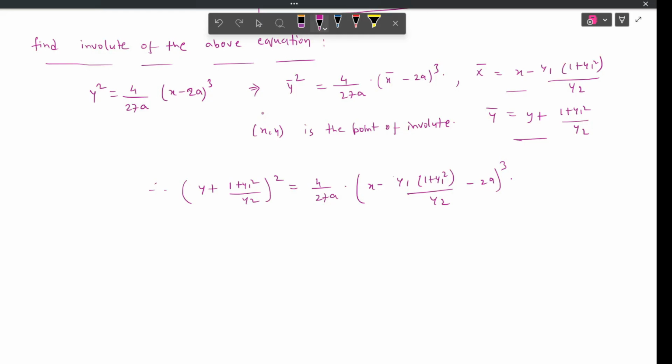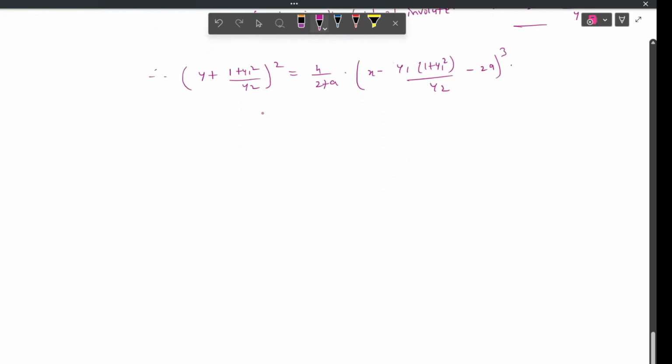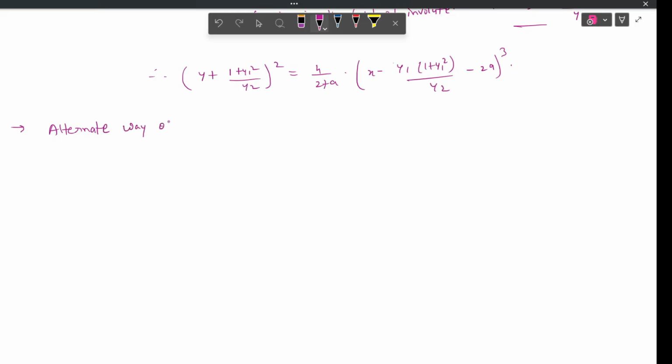Now we can find out this evolute in another way also. So let us see the alternative way. Whatever you feel comfortable, you can apply that method. So let us see the alternate way of finding evolute. Let us first see a theorem regarding this.